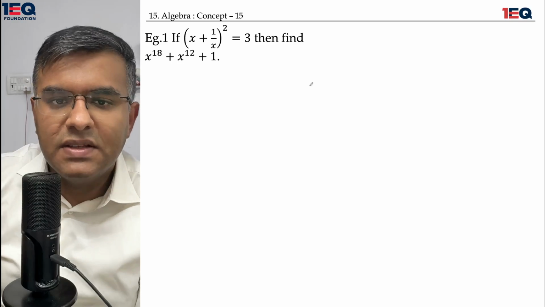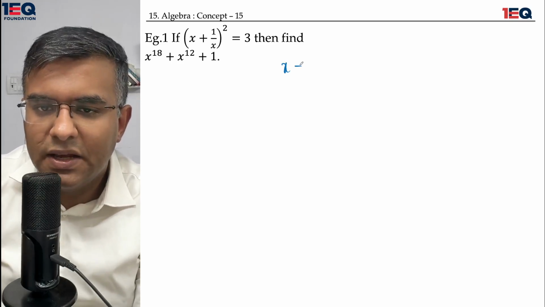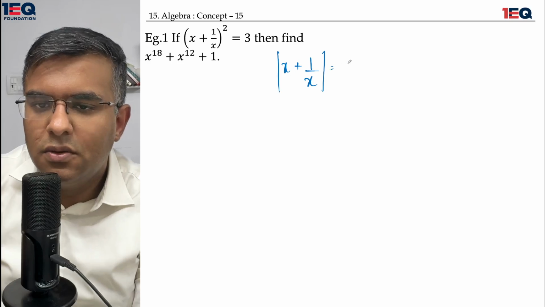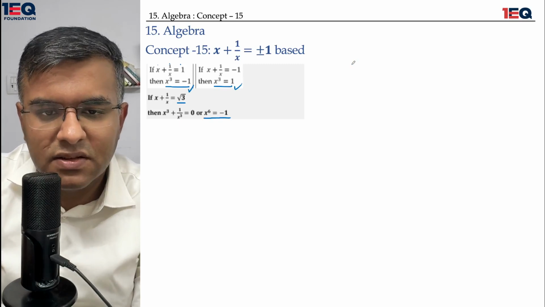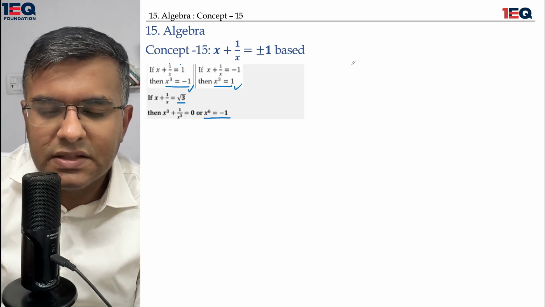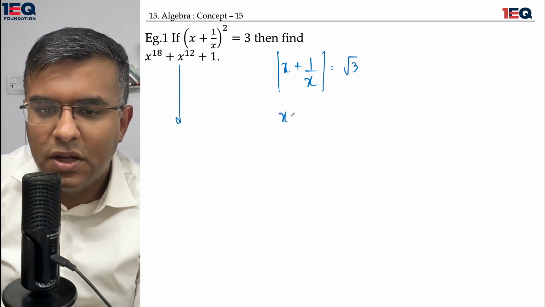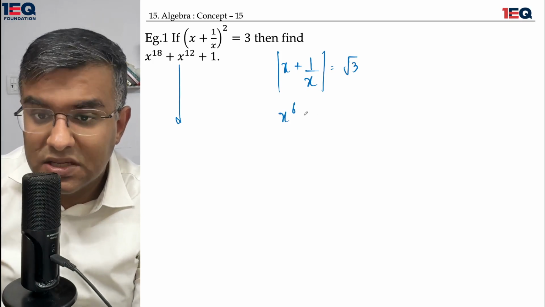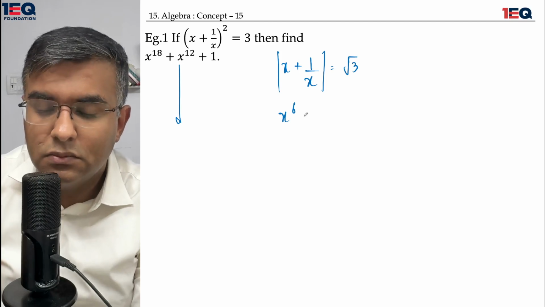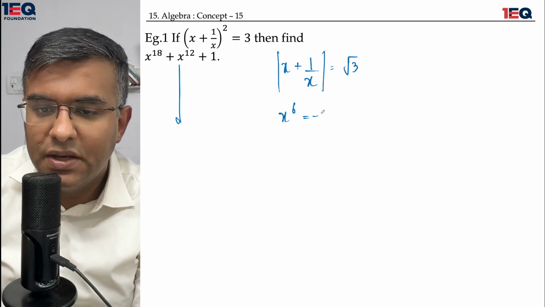Okay, it says that x plus 1 by x whole square is equal to 3. So I can declare that x plus 1 by x is equal to root 3. This brings me to the concept which I just learned. If there is a root 3 in the equation, then x raised to the power 6 is equal to minus 1. I'll use my formula that x raised to the power 6 is minus 1, right?